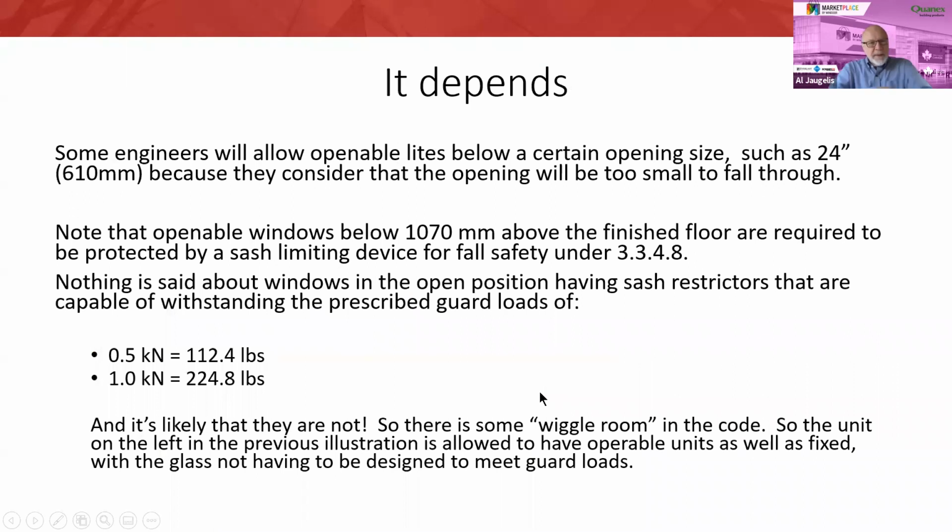So this is some verbiage that I added, which is basically what I just described. Nothing is said about windows in the open position having sash restrictors that are capable of withstanding the prescribed guard loads of, in the case of an infill, 112.4 pounds. In the case of the main load bearing, 225 pounds. Thinking of the kind of sash restrictors that are available out there, I can't picture, you push on the corner of the sash and the sash restrictor at the opposite corner, like the top corner or the bottom corner, with 225 pounds of force. Something tells me that that's not going to meet guard loads.